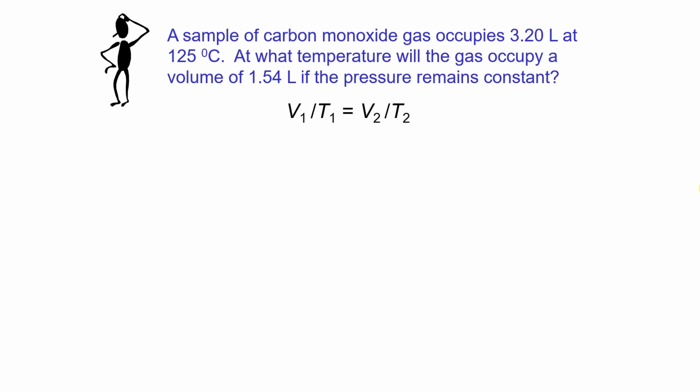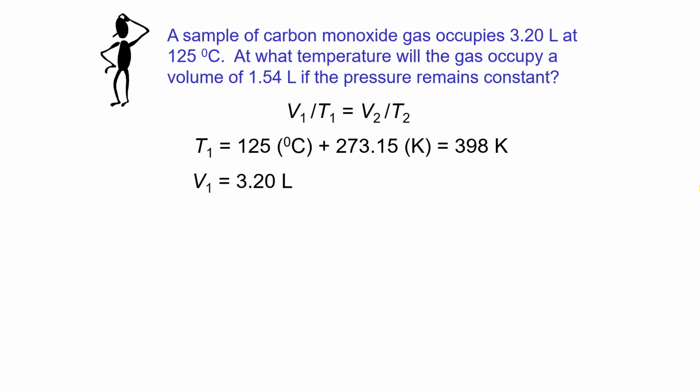Now remember, temperatures here cannot be expressed in Celsius. We have to convert them into Kelvin. So let's go ahead and express 125 degrees Celsius in Kelvin. We add 273.15, and because the given temperature didn't have any decimals, we have to round off the decimals in the final result. So it's 398 Kelvin.